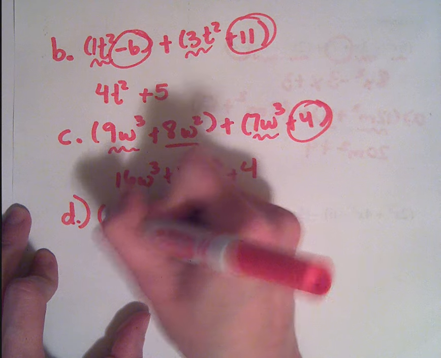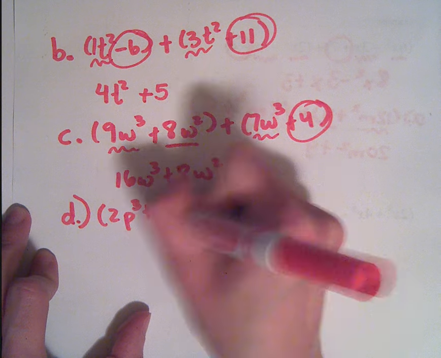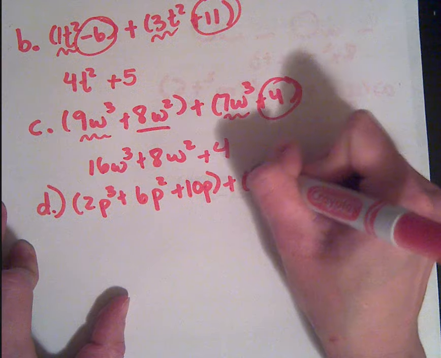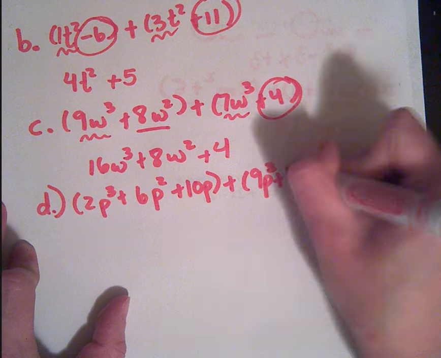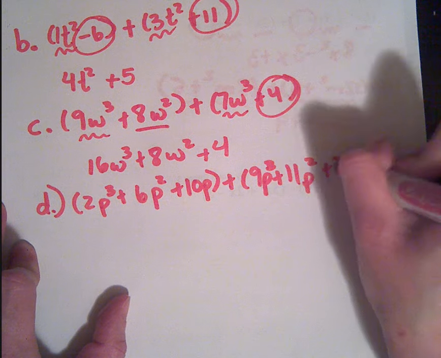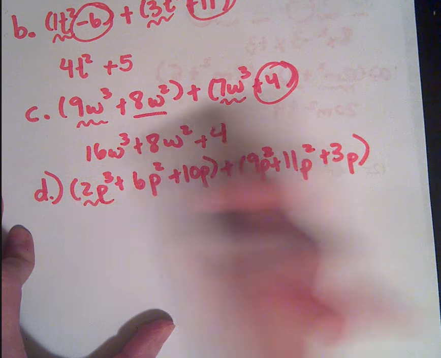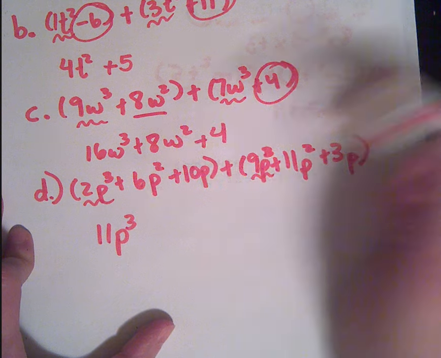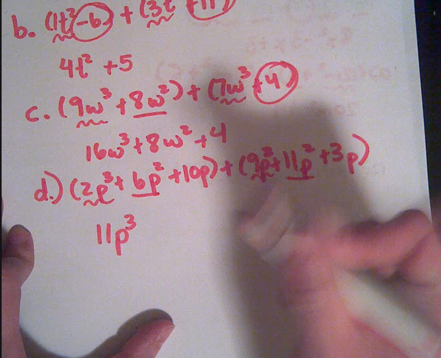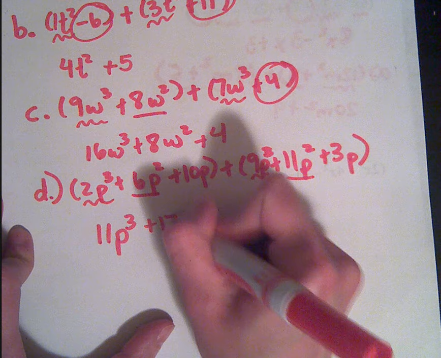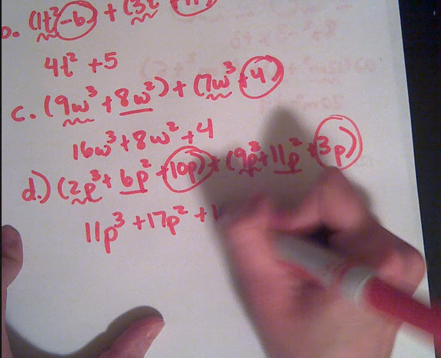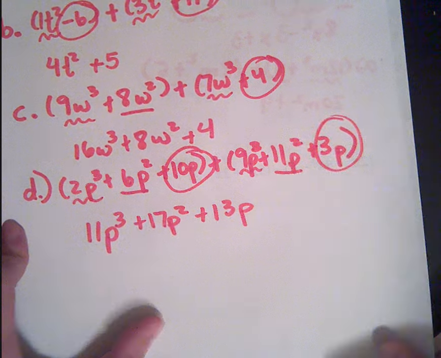And then on D, we have 2p to the third plus 6p squared plus 10p plus 9p to the third plus 11p squared plus 3p. So I'm going to do squigglies under the p to the third. So that's 11p to the third. I'll do flat lines under the p squared. So that's 6p squared and 11p squared is 17p squared. And then I'll circle my first degrees, 10p and 3p, 13p. And that's it. So that's how we add polynomials.